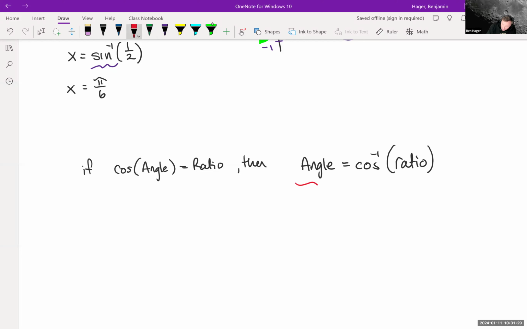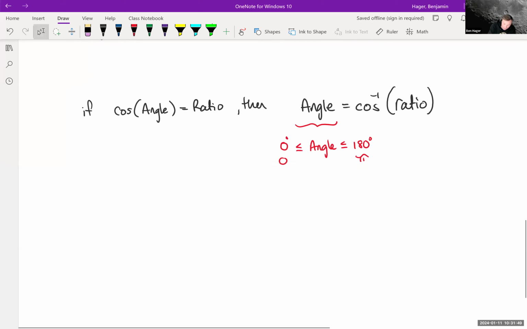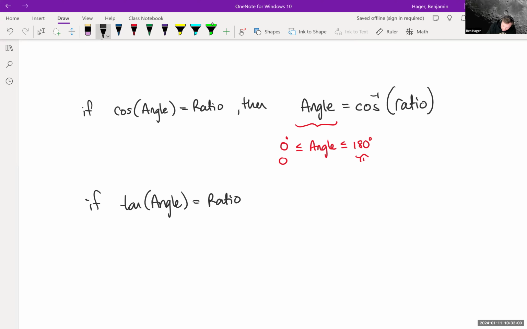And remember, because for this function we've had to restrict the domain, this angle only exists, in the case of cosine inverse, between 0 degrees and 180 degrees, or 0 and pi. If tangent of some angle gives me some particular ratio, right? Like an opposite over adjacent, then that angle can be found by taking tan inverse of that particular ratio.